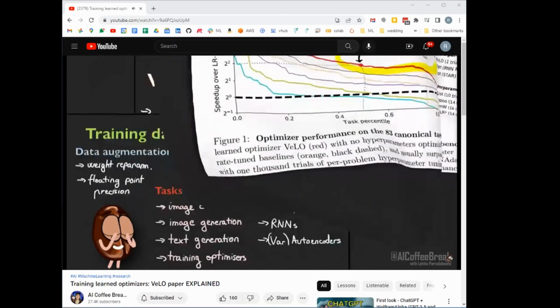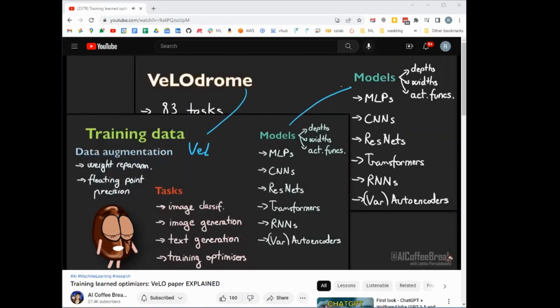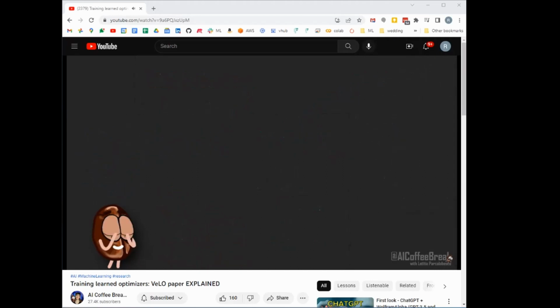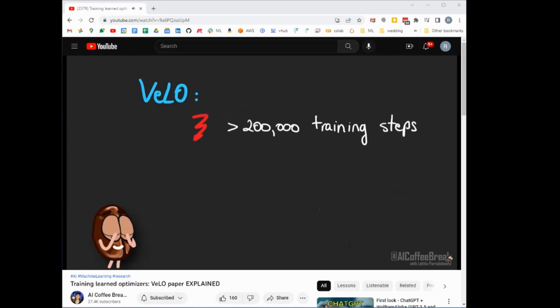But these good results on Velodrome are a bit expected, since the Velodrome benchmark contains exactly the kind of settings that VeLO was trained on: this variety of architectures and short training runs. So unsurprisingly, VeLO's limitations are at long training runs of more than 200,000 training steps, or for large models that have more than 500 million parameters. So it fails exactly where hyperparameter search becomes more costly, in long training runs and on large models.